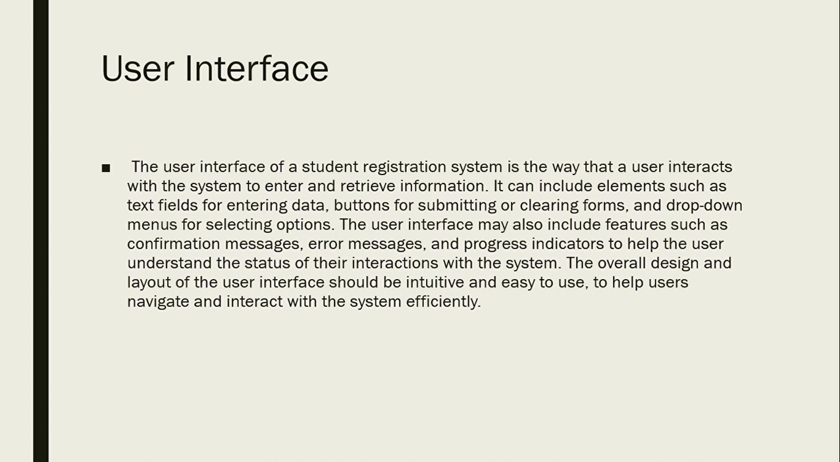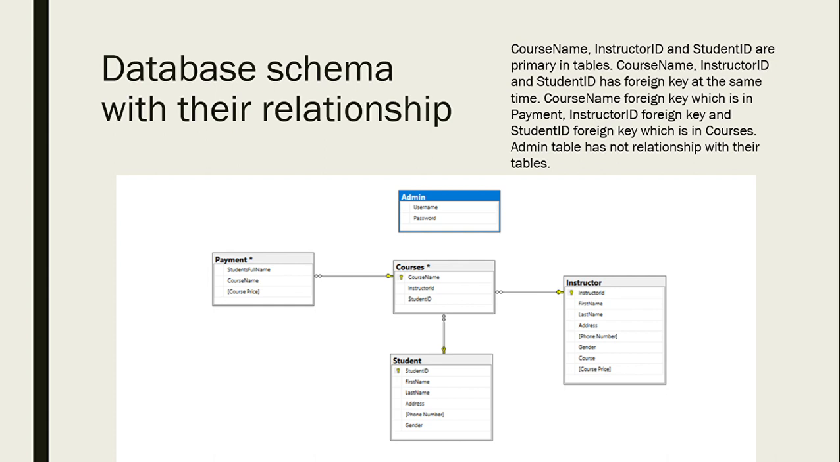The overall design and layout of the user interface should be intuitive and easy to use to help users navigate and interact with the system efficiently. This is the database schema with its relationships. Course name and student ID are primary keys in their tables. Course name and student ID are also foreign keys at the same time. Course name foreign key is in payment, and instructor ID foreign key and student ID foreign key are in courses. The admin table has no relationship with the other tables.